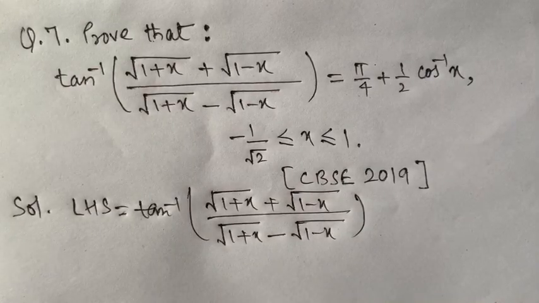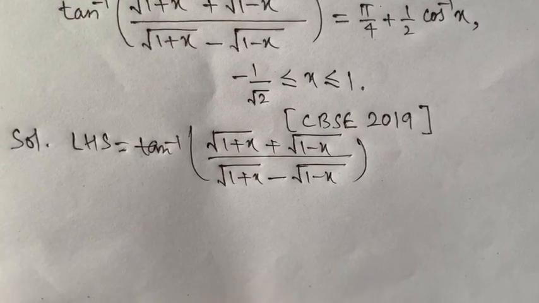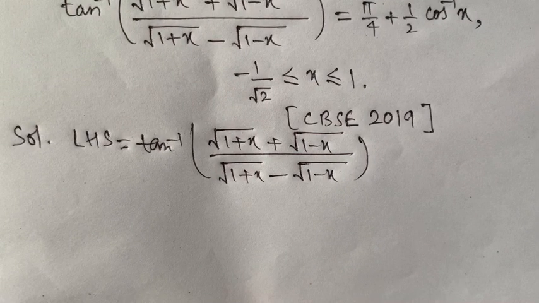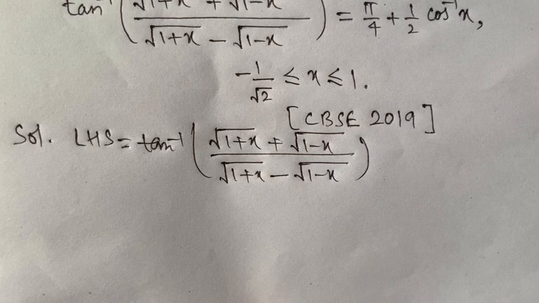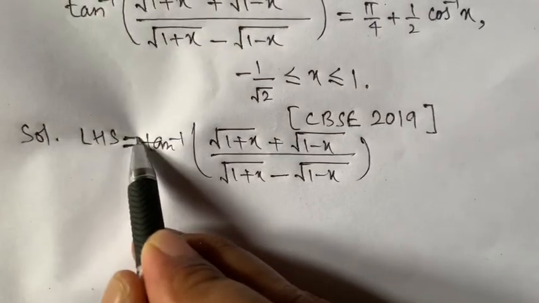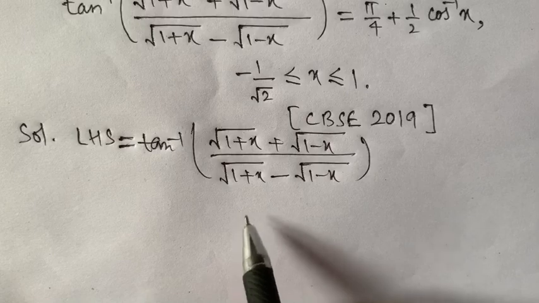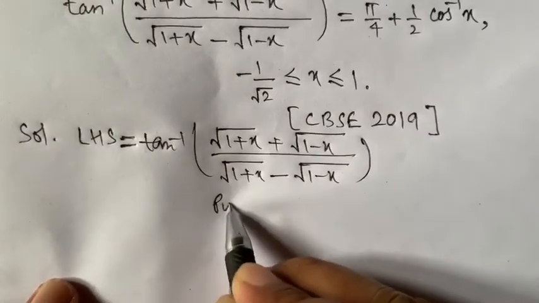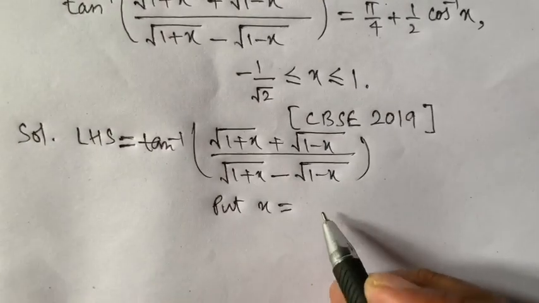Now we see that within the bracket what we have is a purely algebraic expression. We need to convert it into a trigonometric expression so that we can simplify it, because in algebra what can we simplify? So we will put something there: put x is equal to cos 2 theta.